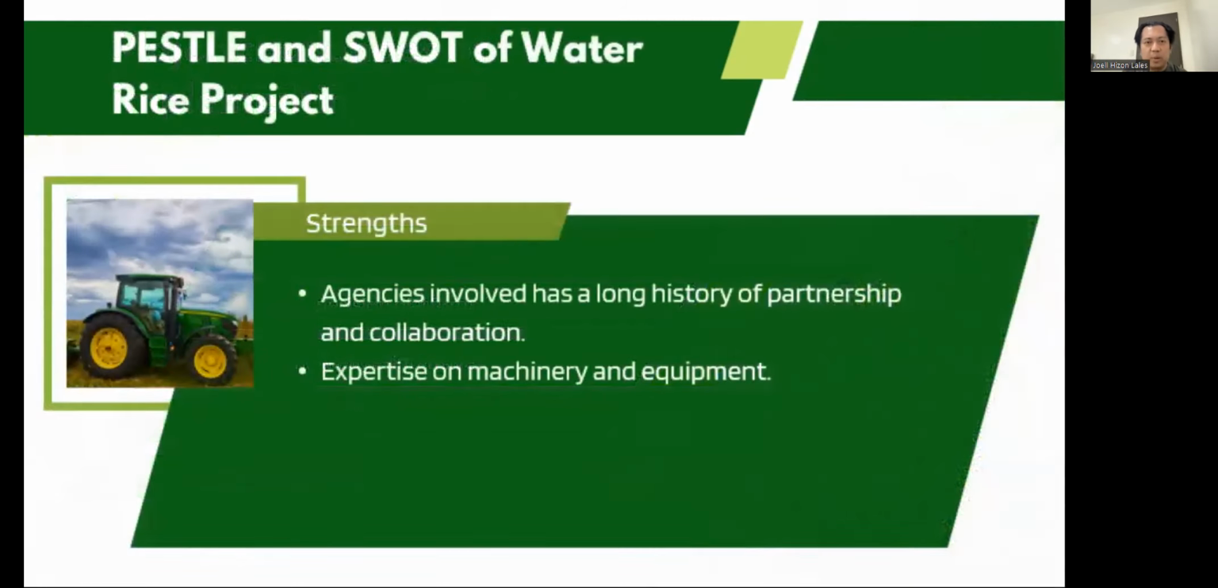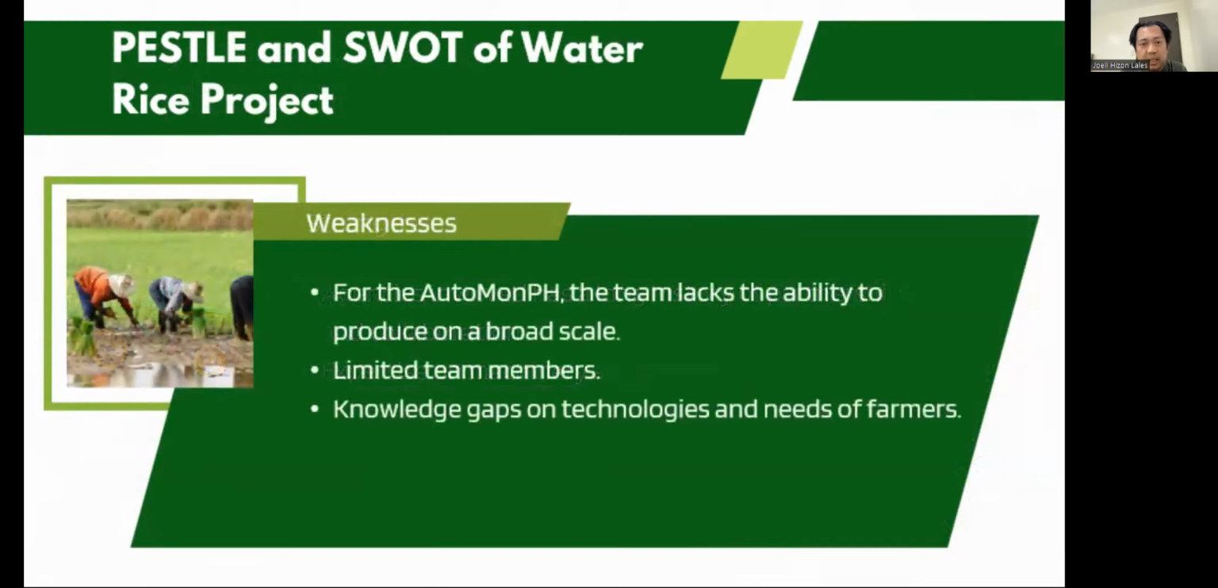Later, I will throw a question related to that. So ito yung ginawa nilang PESTEL, yung SWOT. So yung mga na-involved na agency, of course, they have existing expertise. We have ERI, a long-standing partner. Ang tagal na ng ERI dito, pero nag-import pa rin tayo ng bigas. No? Of course, PhilRice has very good capacity on machinery and equipment development.